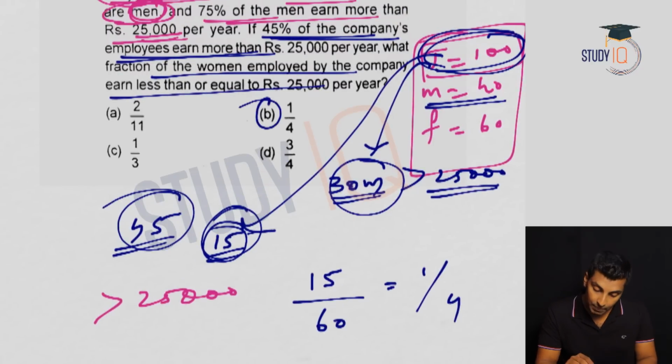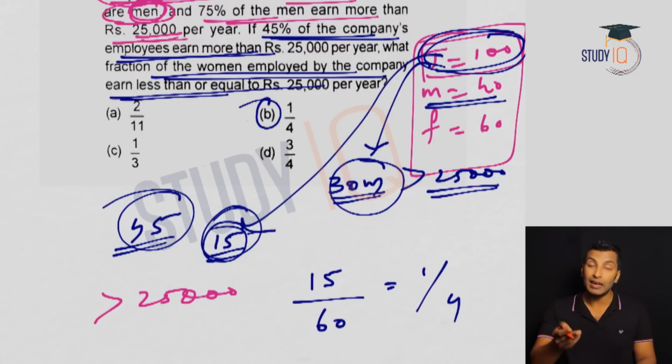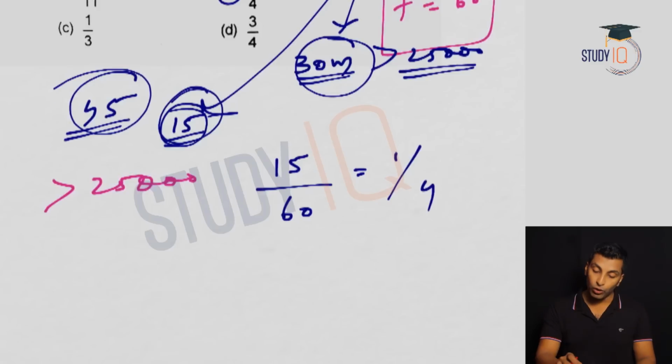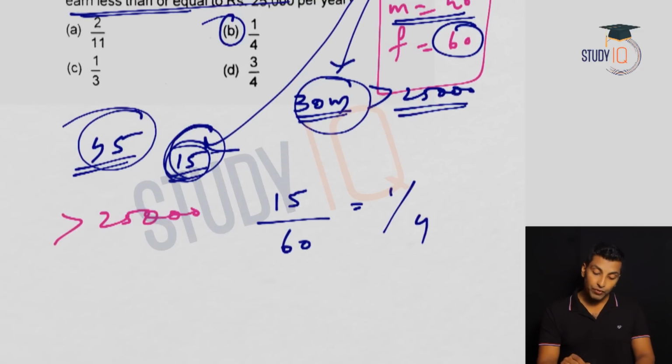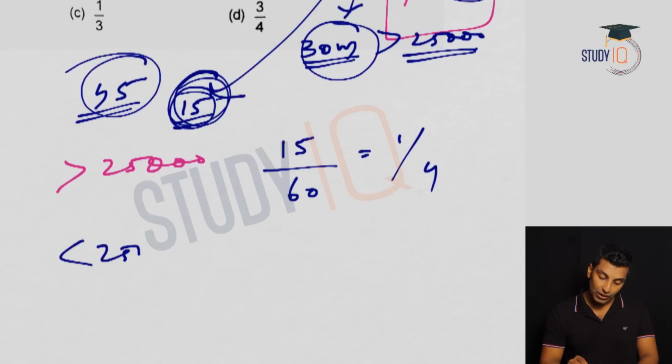But here the question is what fraction of women employed by the company earn less than or equal to 25,000. So we know the total number of females is 60 in our assumption. And out of that, 15 earn more than 25,000, so how many earn less than 25,000? That is 45.